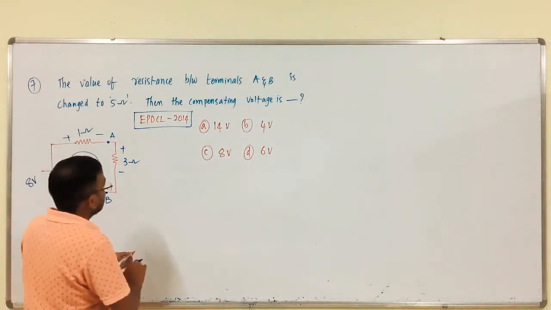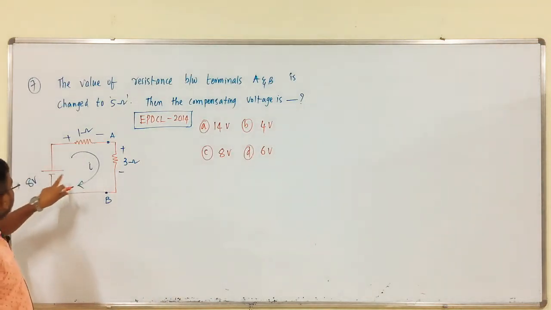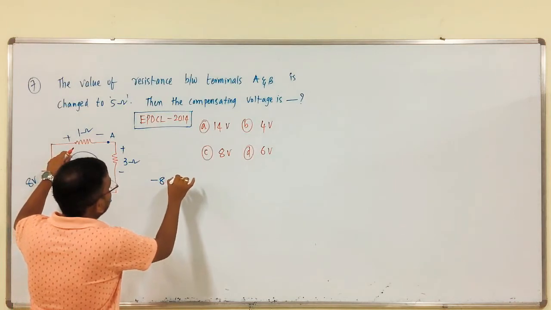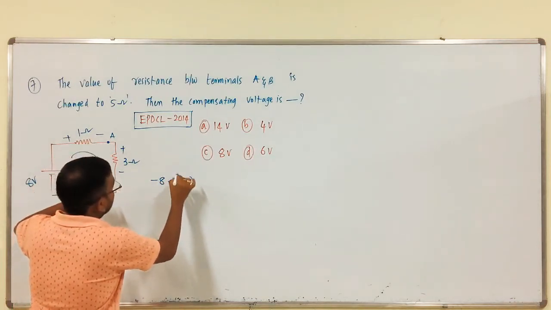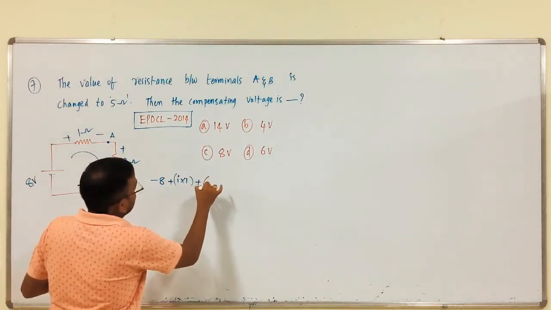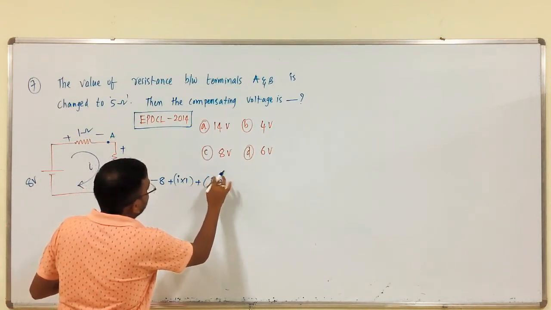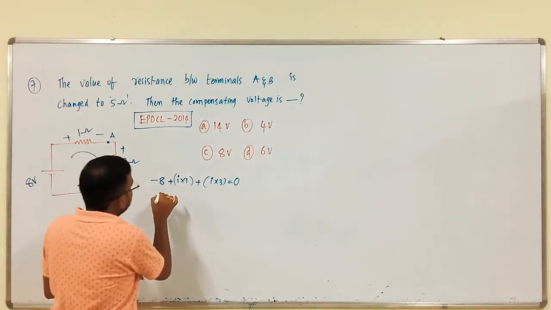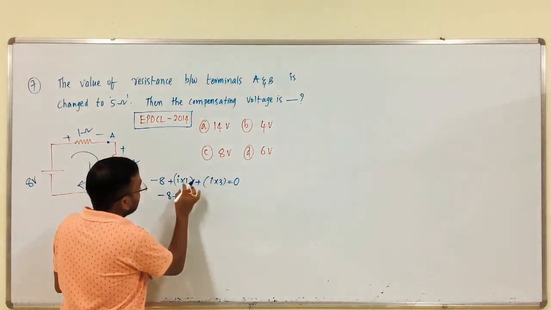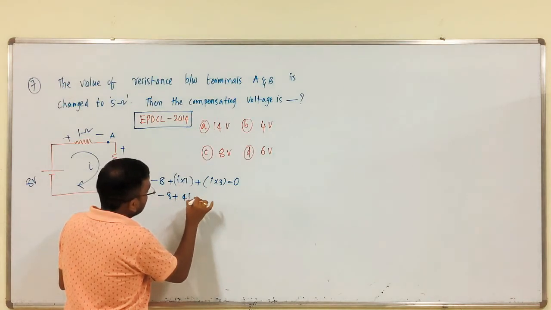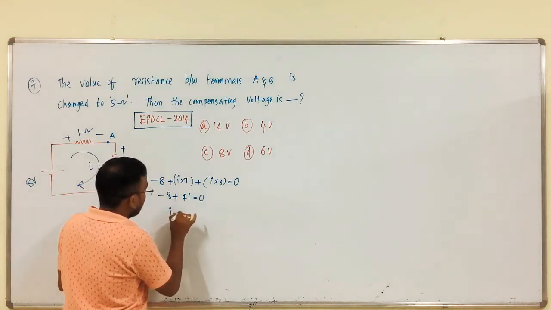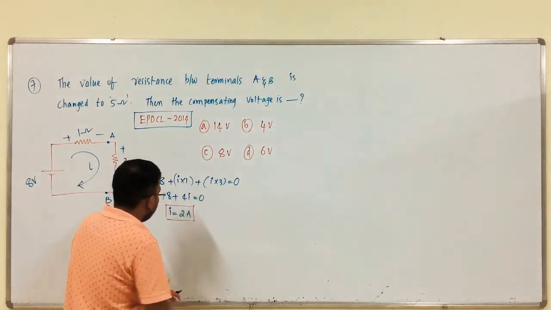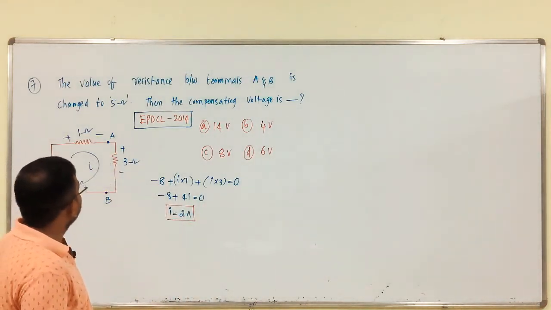So, from this, based upon the current direction, minus 8 plus I into 1 plus I into 3, right, which is equals to 0. Only a voltage source and 2 resistive branches. From this, minus 8 plus 3I plus I, that is 4I, which is equals to 0. From this, I is equals to what? 2 amps. The current is 2 amps. Okay.